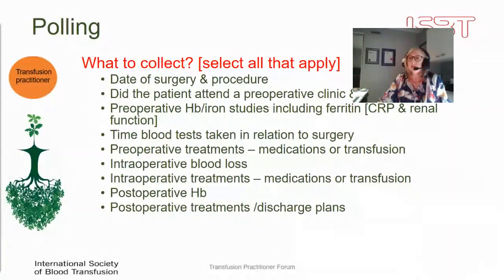So we've got a few more seconds there that people can actually look at. You can select as many as you think would apply, depending on how vast you wanted your audit to be. You might only want to collect some of those areas. If we were looking at preoperative anaemia, you may not want to collect some of the postoperative stuff. Or again, you might.